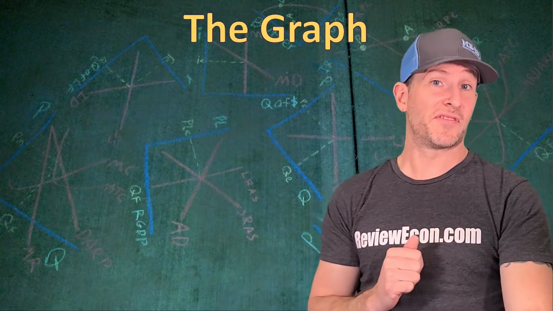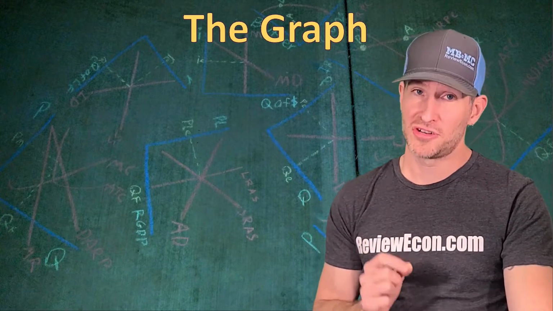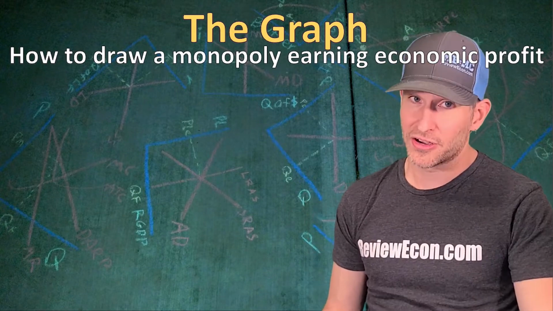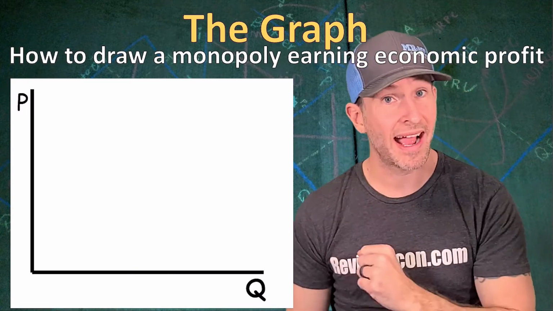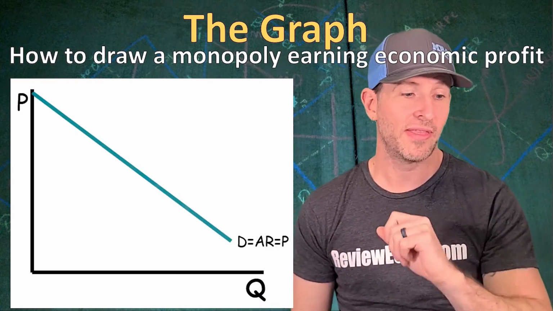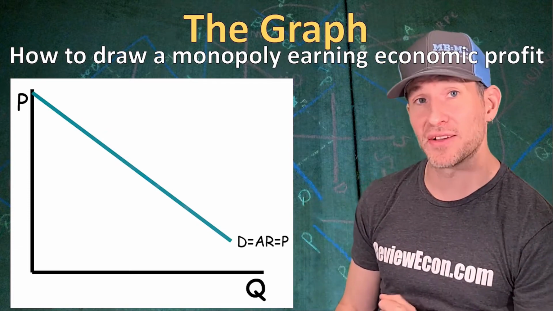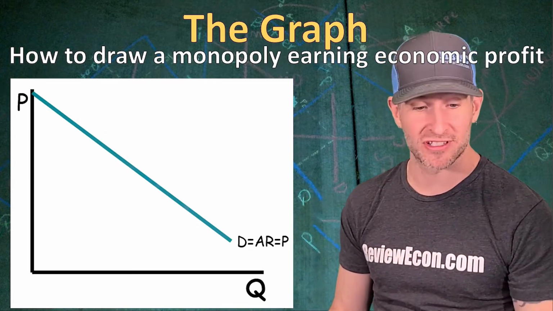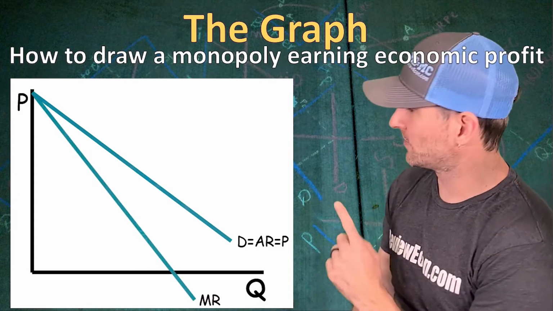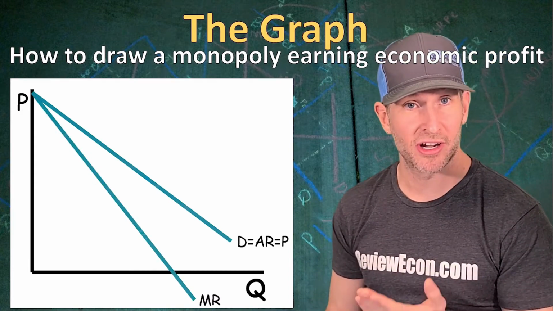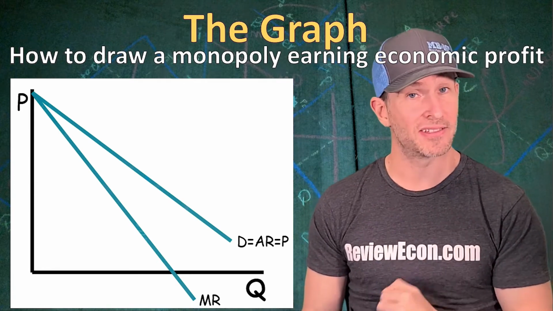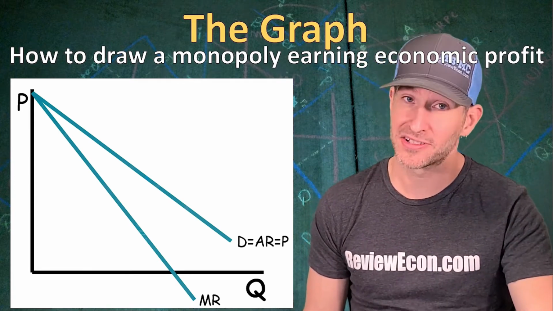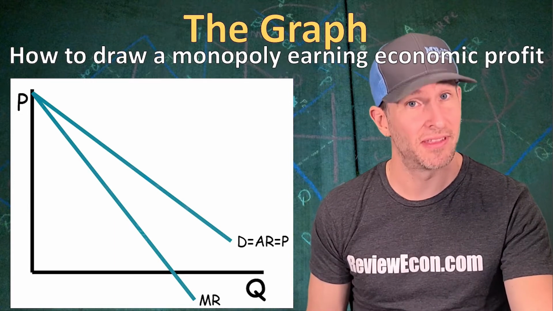When it comes to the graph of a single price monopoly, it's important that you know exactly how to draw it. Here you're going to start off with your axes. X-axis is quantity and the Y-axis is price. Throw in that demand curve, it's equal to the average revenue and the price, it's downward sloping. Then you're going to add in the marginal revenue curve. It is found below the demand curve because as this firm produces more units of output, it has to lower the price on all units produced. And that causes the marginal revenue to fall faster than the price.